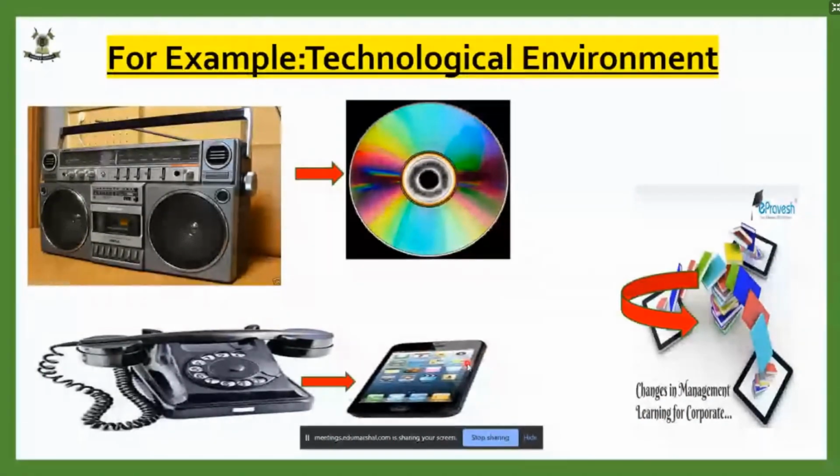The mobility has increased to a large extent. Now these books have gone into Kindle. This is also a technological improvement. So these are examples of the technological environment. Anything new which is happening, a change in technology, we say it is part of the technological environment.